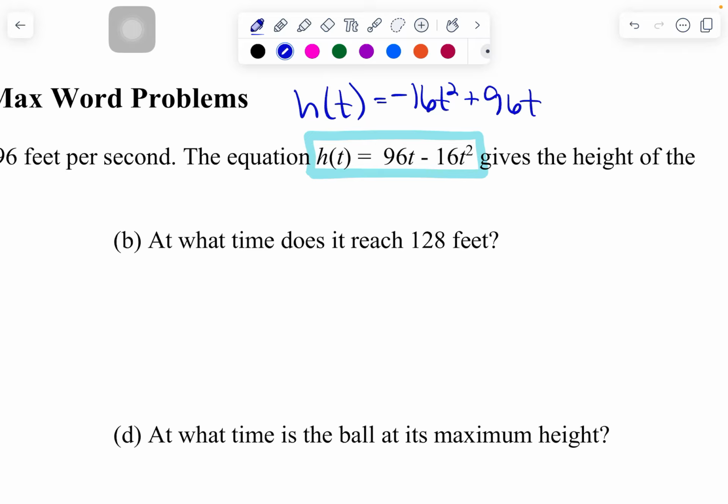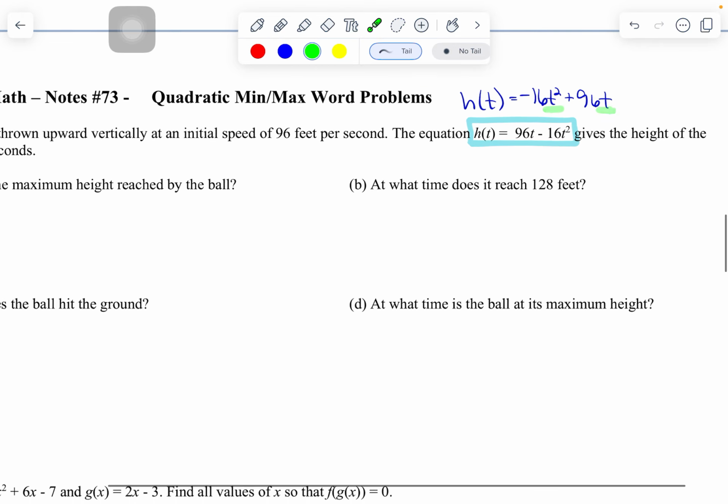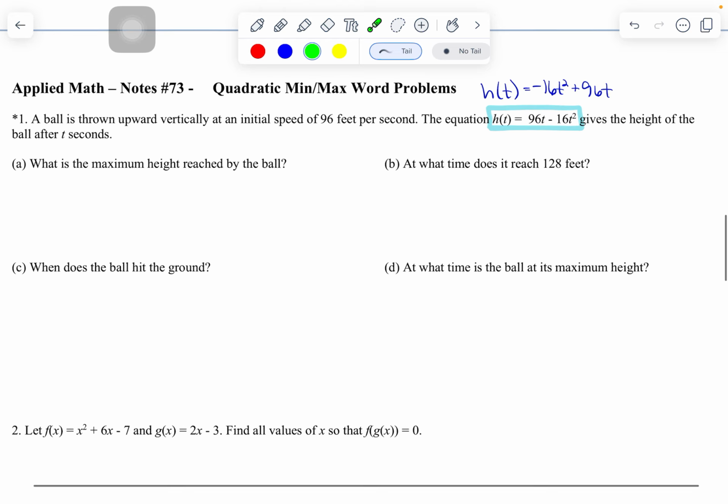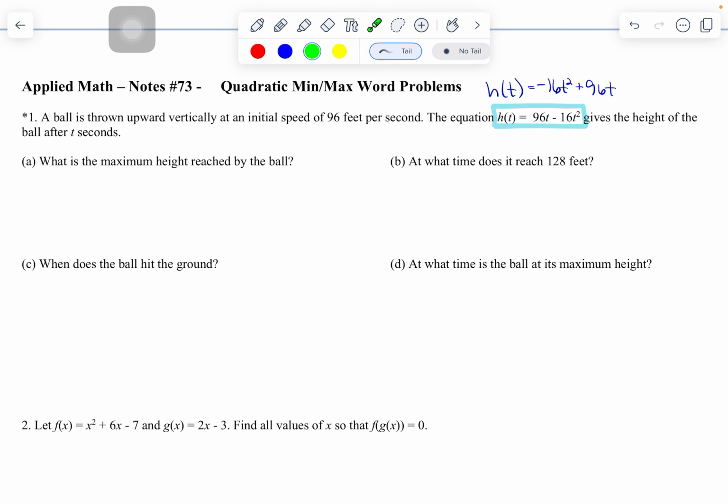And the reason I want to do this again is I like the fact that this is now in the right order. It's also going to help us when we start looking for these maximums. We're looking for maximum height here. What time is the ball at its maximum height? So part A and part D, I'm actually going to do first. And so what I'm going to do for this is find the vertex of that graph.